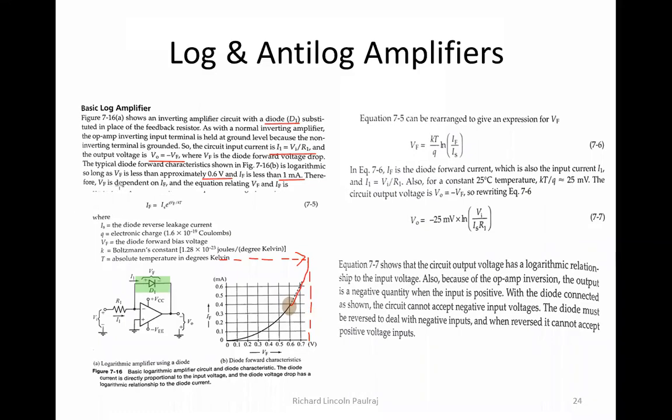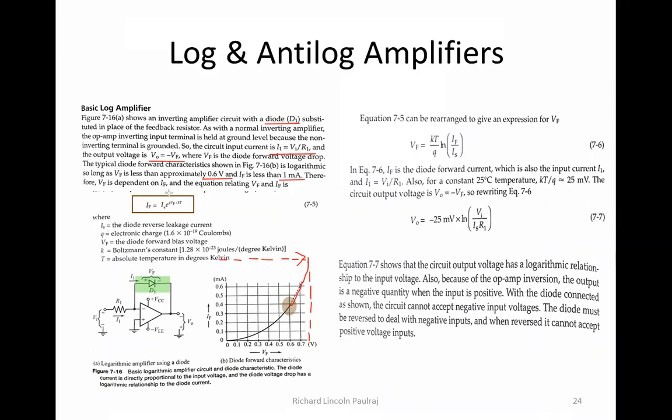Therefore, Vf is dependent on If, and the equation is, remember this equation, we will need it: If is equal to Is e raised to q Vf divided by kT. You would have seen this, where Is is the diode current, specifically the reverse leakage current, and q is the charge of an electron. We have been learning this since our basic semesters, which is 1.6 into 10 raised to minus 19 coulombs.